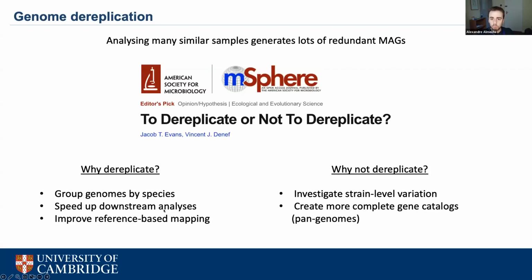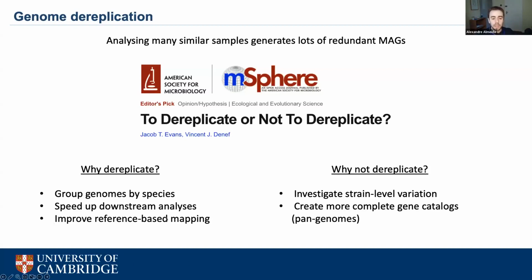Most of the tools that we use scale linearly with the number of genomes that we analyze. So the more genomes you want to process, the more time you're going to need, the more resources you're going to need to actually process these analyses. So by collapsing the diversity to something like a species level, you're essentially making your analysis much easier, more streamlined.